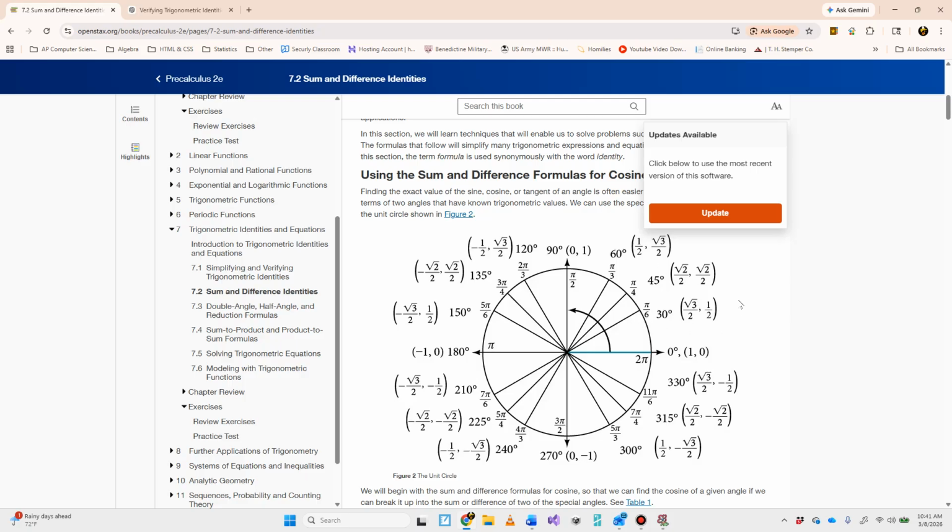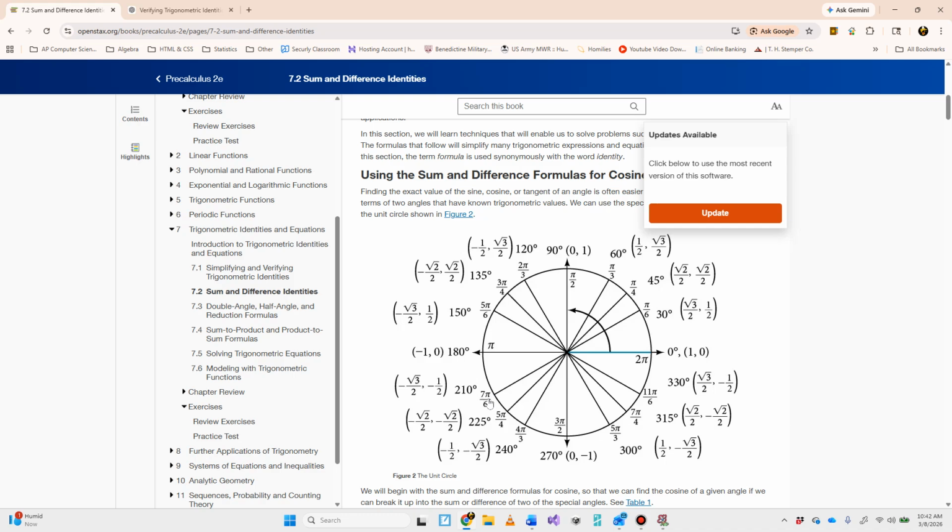So if I asked you what the cosine of pi over 6 is, you would say square root of 3 over 2. If I asked you what the sine of 60 degrees was, you would say square root of 3 over 2. If I asked you for the cosine of 90, you would say 0. If I asked you for the cosine of 210, you would say negative square root of 3 over 2. Would you have it memorized? No, you don't need it memorized.